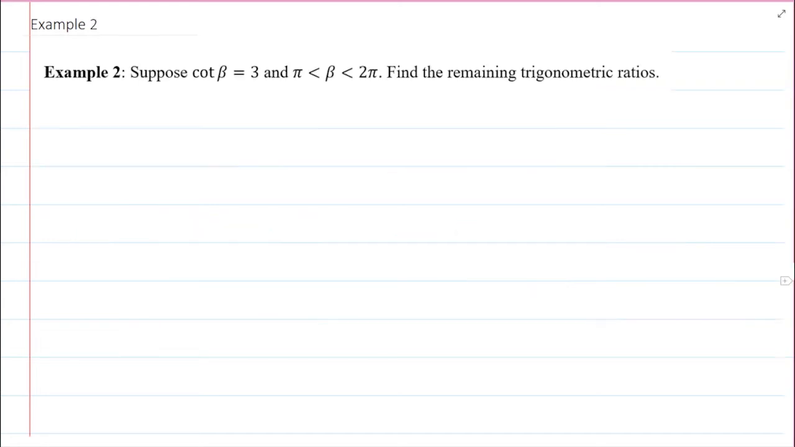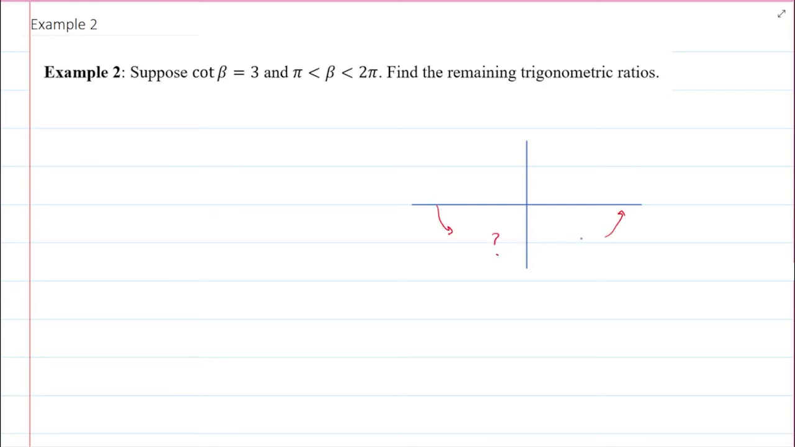Now let's do a different example. You're given cotan of some angle beta equals 3, and you know that beta is between pi and 2 pi. We don't know exactly where that is, but we're given a range for it. So there are different ways you can solve this type of problem. One is to use identities. We know right now that our beta is from here to here.